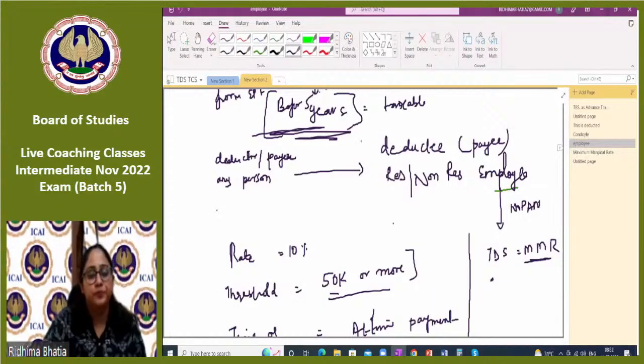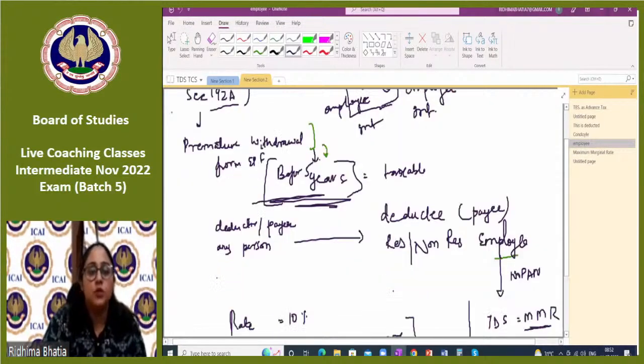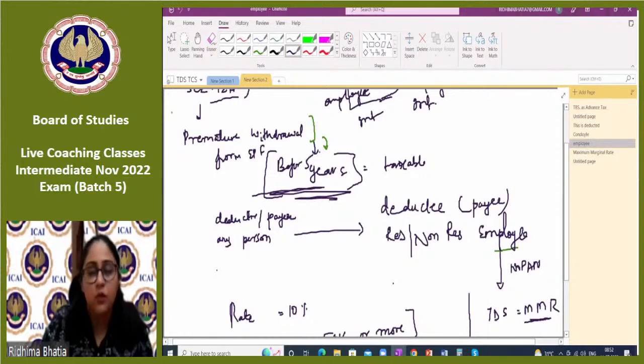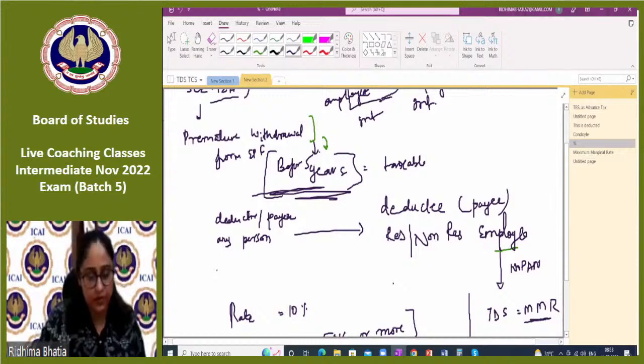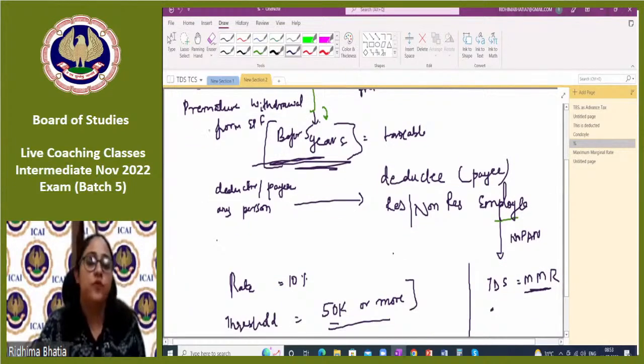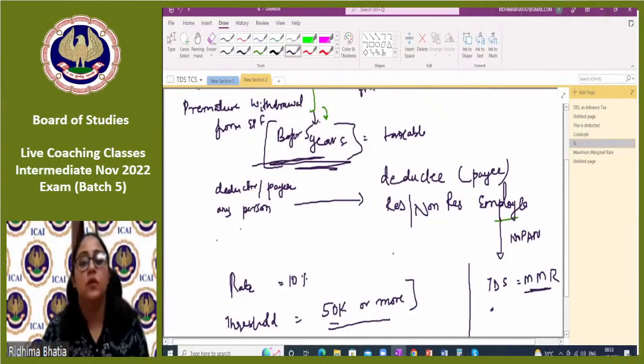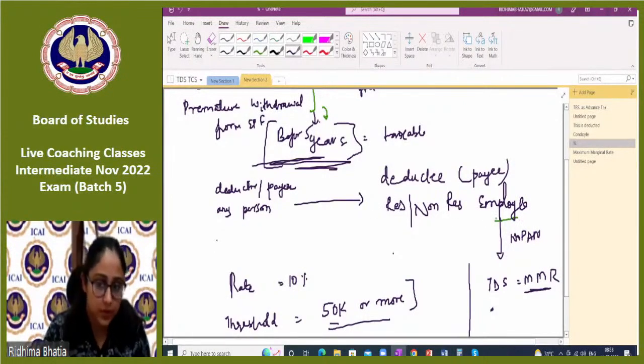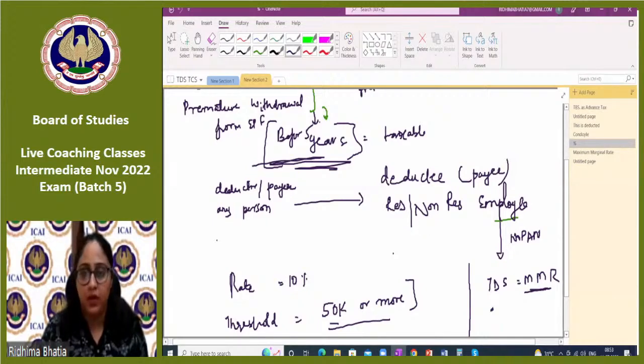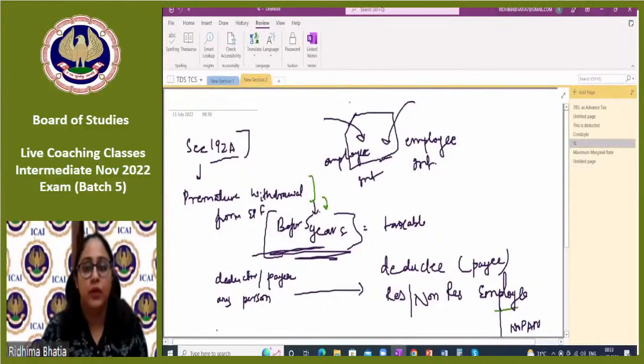Now back to 192A. So premature withdrawal of EPF में जितना amount you're withdrawing from the EPF, उस पे TDS would be deducted at the rate of 10%. If the withdrawal is for 50,000 or more, who will deduct the TDS? Obviously the person, the trust who is giving you the payment of the withdrawal. ठीक है. For whom would the TDS be deducted? For the employee who is withdrawing the sum. If he does not provide the PAN, the TDS will be deducted on MMR. As simple as that, which you have to remember.